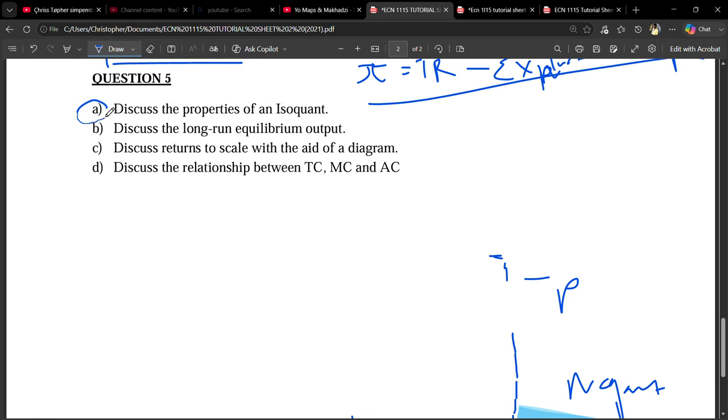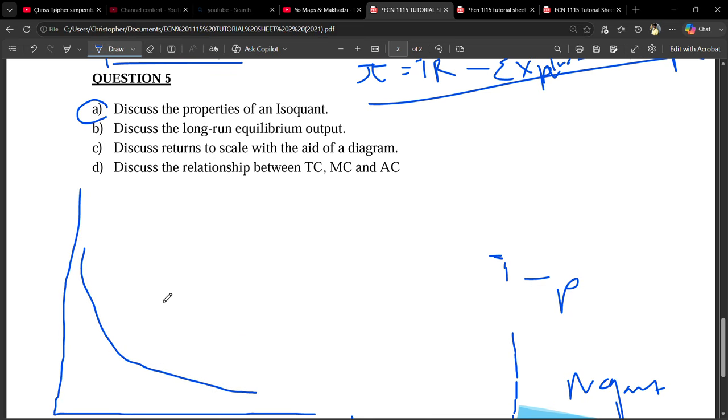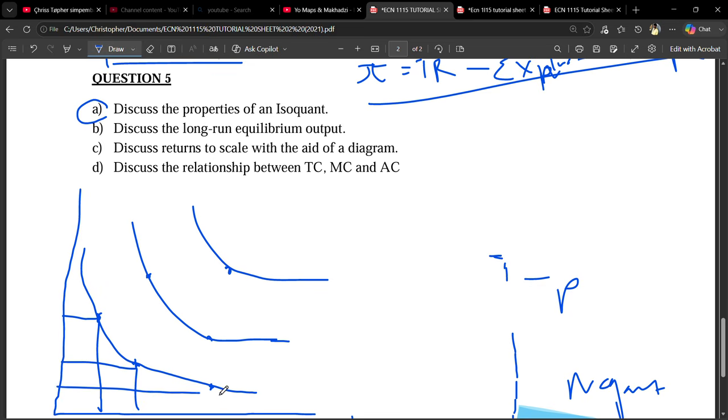So the first question is saying, discuss the properties of an isoquant. Remember that an isoquant is simply a curve that shows the inputs that give the same level of what? Output. So we have an isoquant. An isoquant looks like that. I'm going to give this as a simple illustration. We can have inputs that are like that, and we can have something like that.